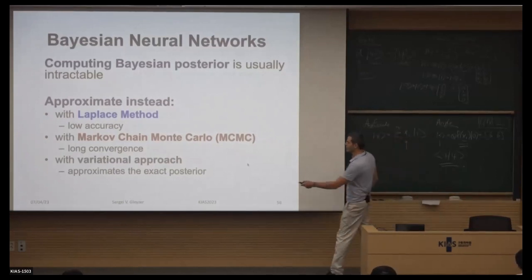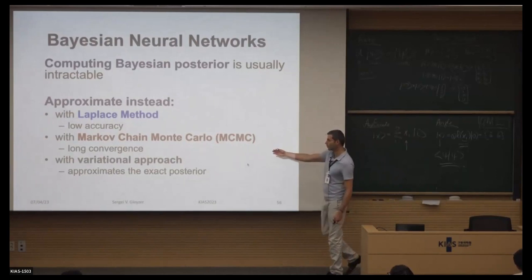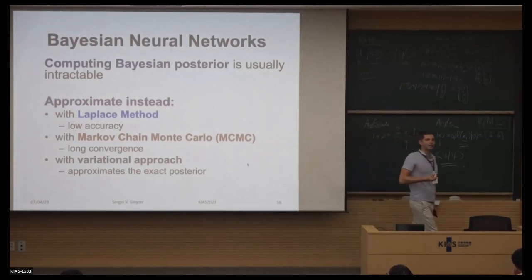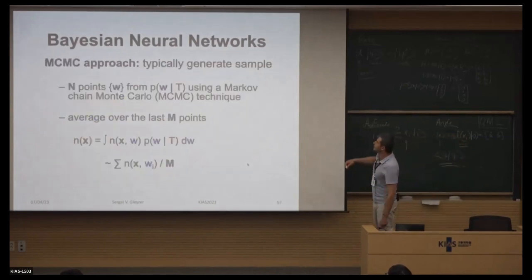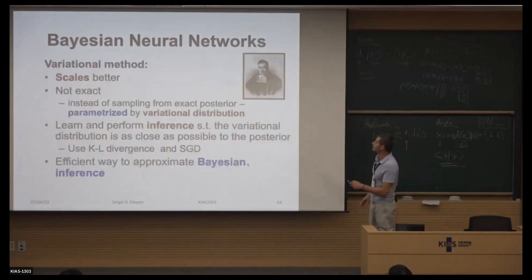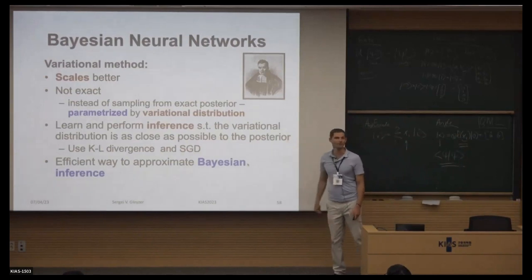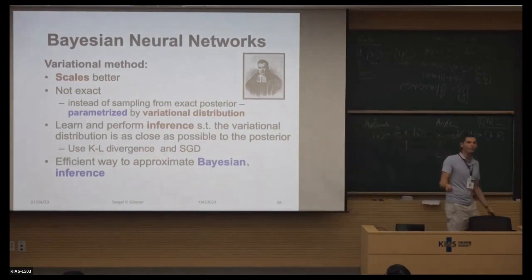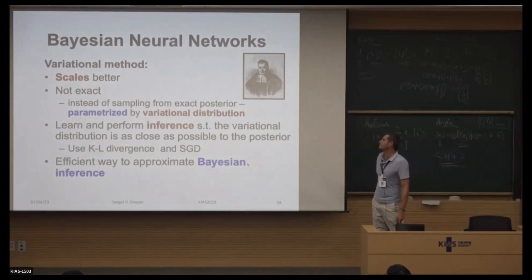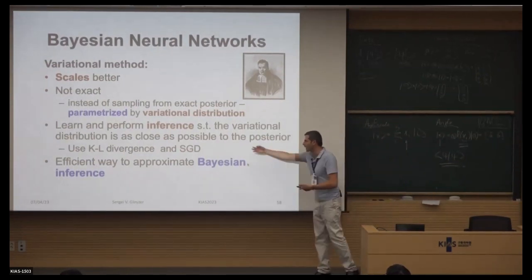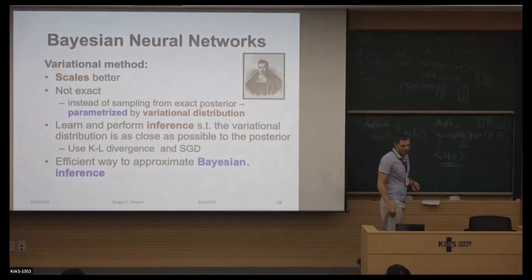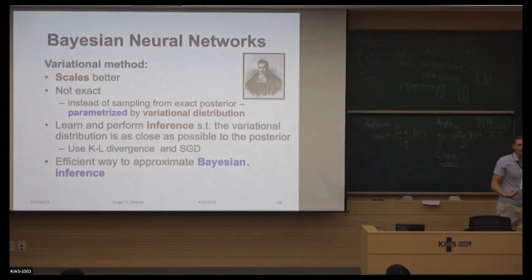And then there is the variational approach. And this variational approach approximates, that's a key idea. You're approximating that posterior and you're doing it in a much faster way. So normally this is what you do in MCMC. In the variational method, it's not exact, but instead of sampling it, you parametrize this. And that's exactly what we're going to do with our circuit. We're going to parametrize the circuit when we're learning this thing. And you want to learn to do inference with that. So basically you use things like KL divergence, as you've heard, and stochastic gradient descent to do this. And it's a very efficient way to approximate Bayesian inference.